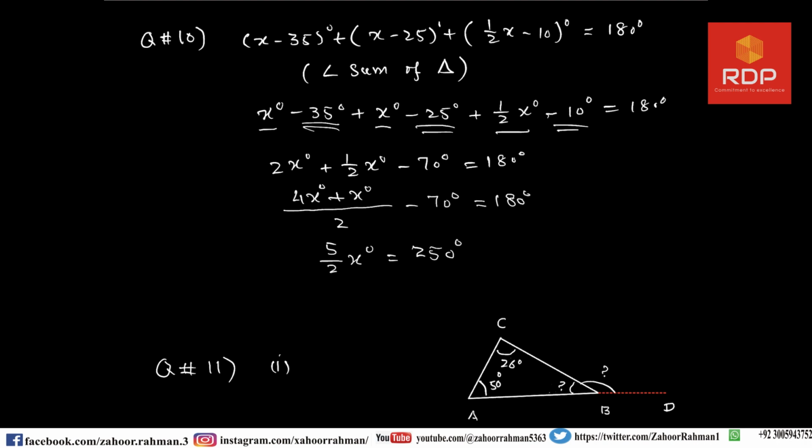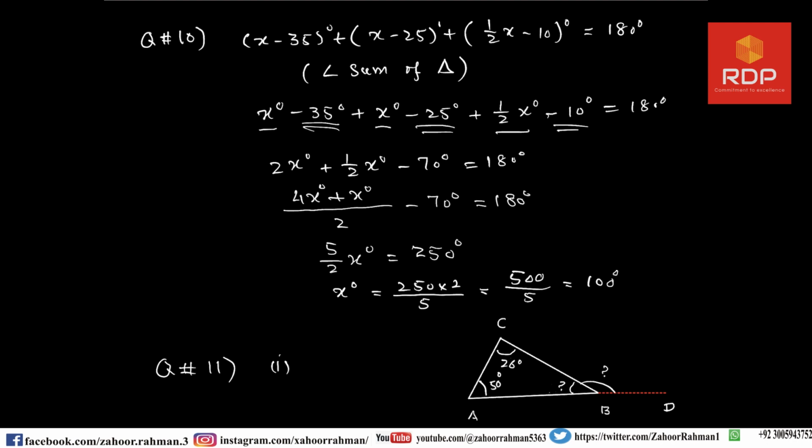So now if we calculate this, we can write x degree is equal to 250 degree multiplied by 2 all divided by 5. So it will be 500 divided by 5, so it will be equal to 100 degree. So now we found the value of x degree to be 100 degree.